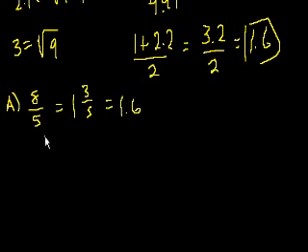Let me look at the other ones. Yeah, 6 to 5 is going to be a lot closer to 1. 6 to 5 is 1.2. 5 to 4 is 1.25. 2 to 1 is 2. Yeah, so choice A is the best choice. Next question.